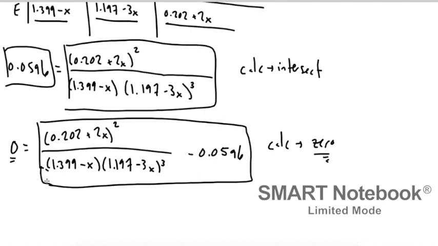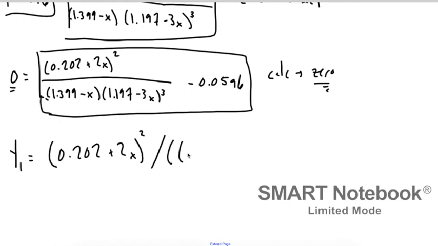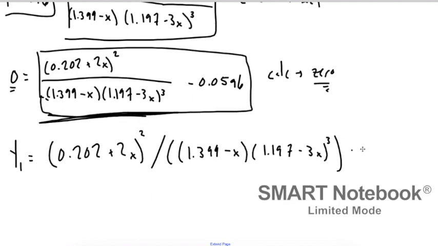So I'm choosing this strategy just because I like to find zeros instead. So here's exactly what I did in my calculator. I went to y1 and I typed in parentheses 0.202 plus 2x close parentheses squared divided by double parentheses 1.399 minus x, so there's one term, times 1.197 minus 3x cubed close parentheses, so that gets me this whole portion, minus 0.0596. That's exactly what I typed in my calculator.